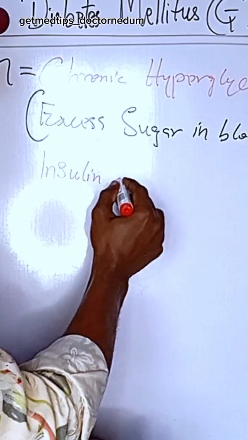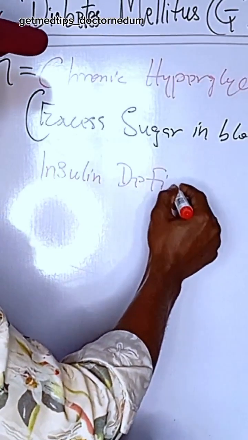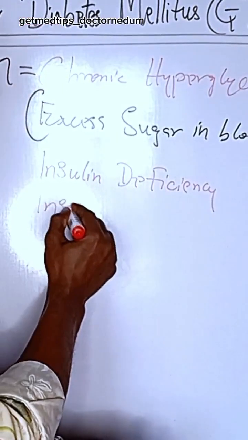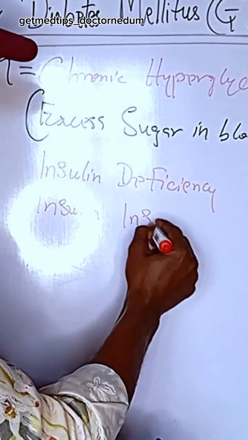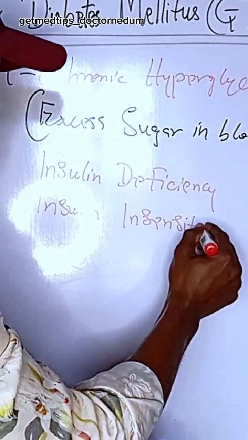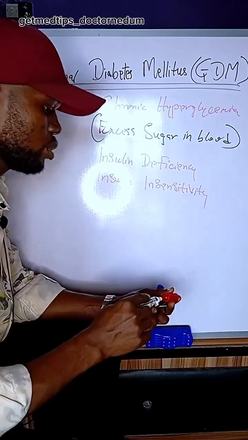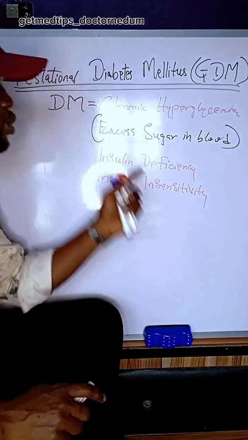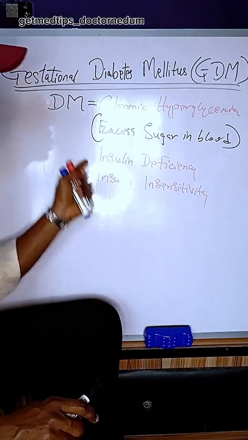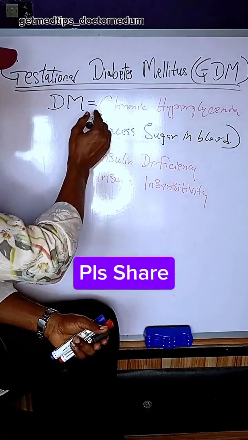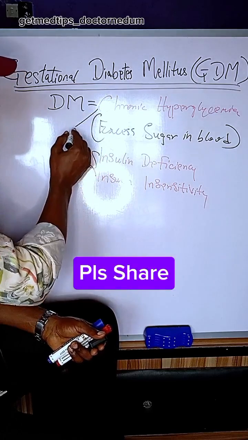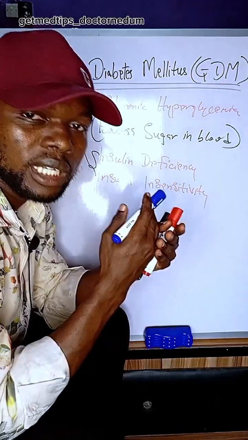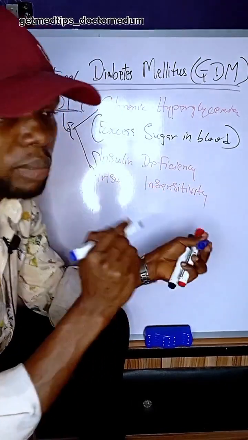So there is insulin deficiency, or there is insulin insensitivity. Either these two can occur together or they can occur in isolation to cause an excess amount of sugar in blood, and that is your diabetes mellitus. So this and this put together gives you diabetes mellitus. So insulin is produced by an organ in the body called the pancreas.